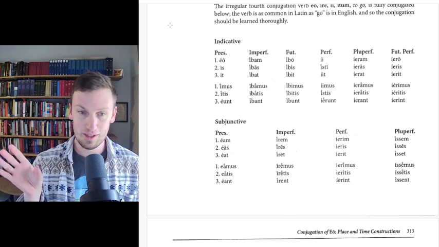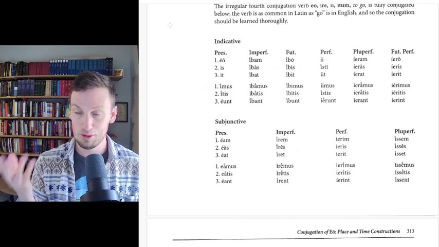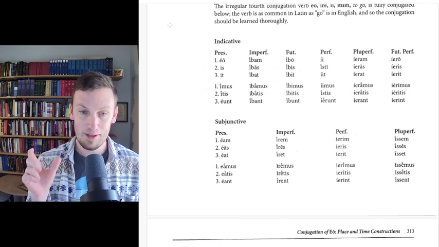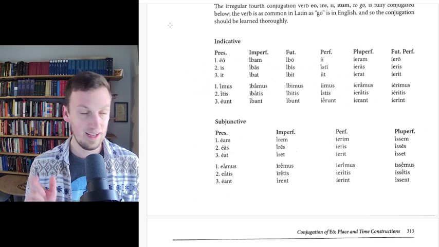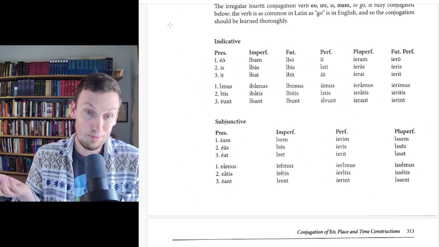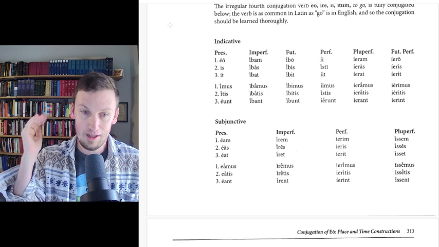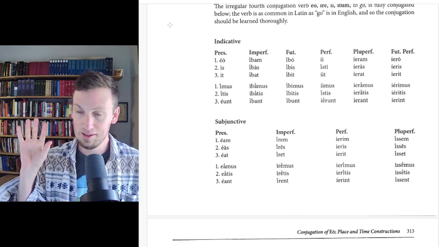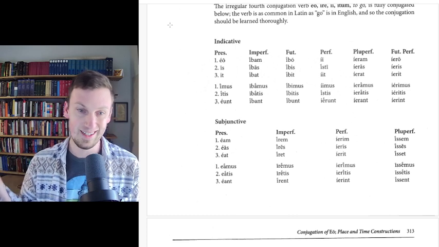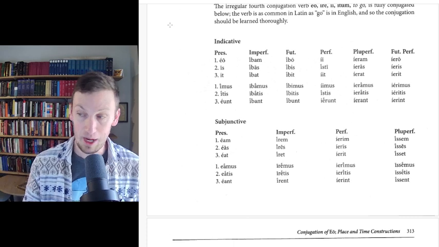The subjunctive pluperfect is formed by taking the isse, right? Isse is the pluperfect infinitive. Issem, isses, isset. So it's the pluperfect infinitive, just the ending, with the first, second person personal ending slapped on. I'm kind of just describing this chart to you.